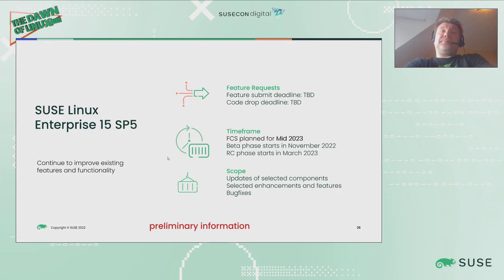Okay, what will happen next? We will have SUSE Linux Enterprise 15 SP5. We will also have SP6 and SP7 in Enterprise 15. For 15 SP5, we already know the timeline. It will happen mid next year. Here you can see the beta phases and RC phases. So please join those programs whenever you have an interest in this service pack.